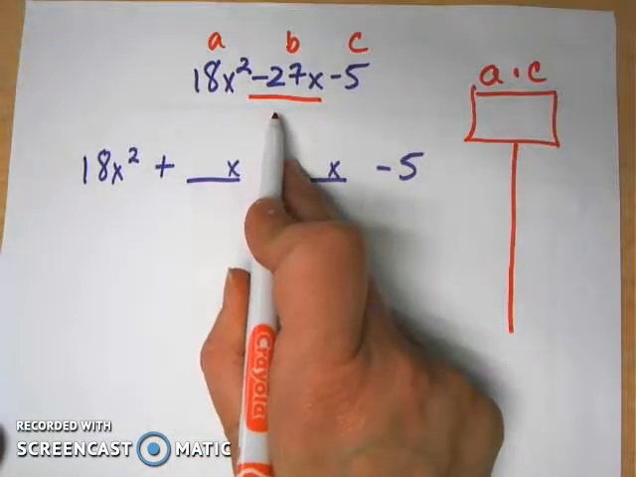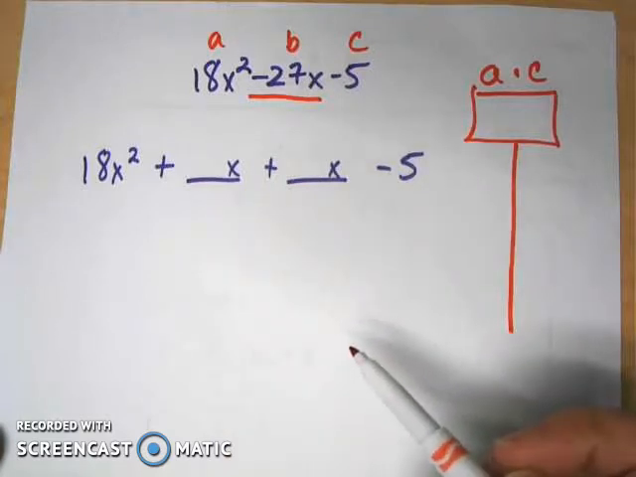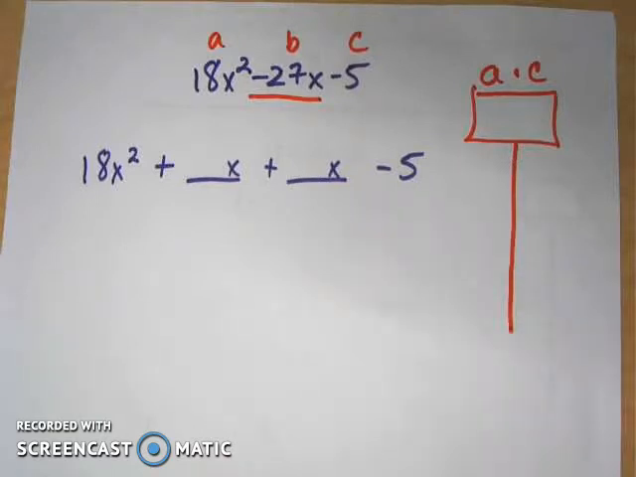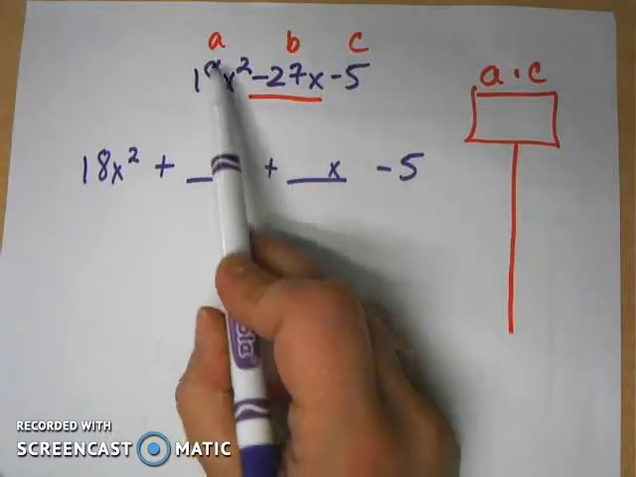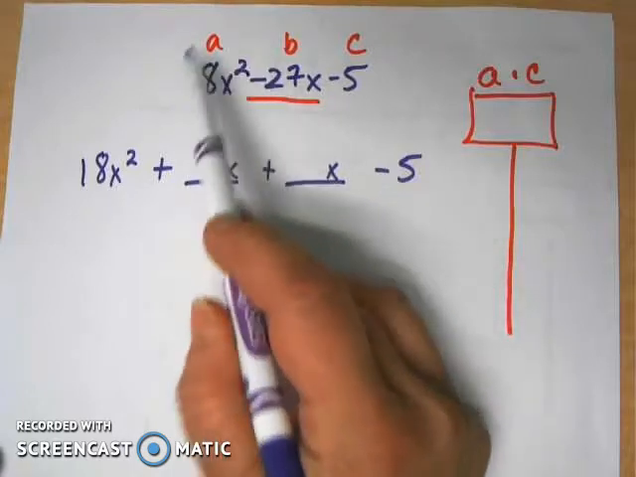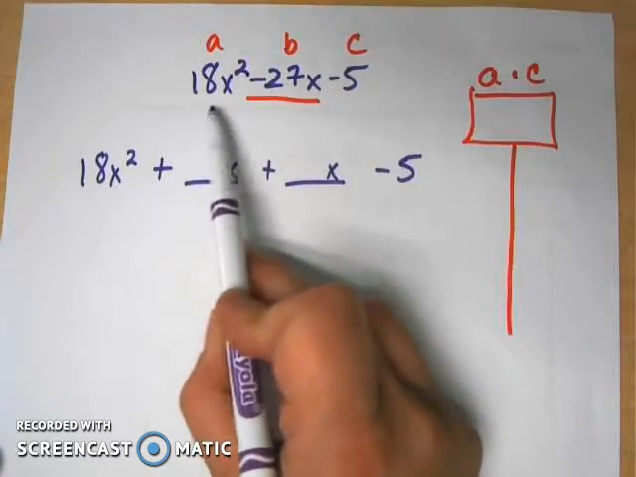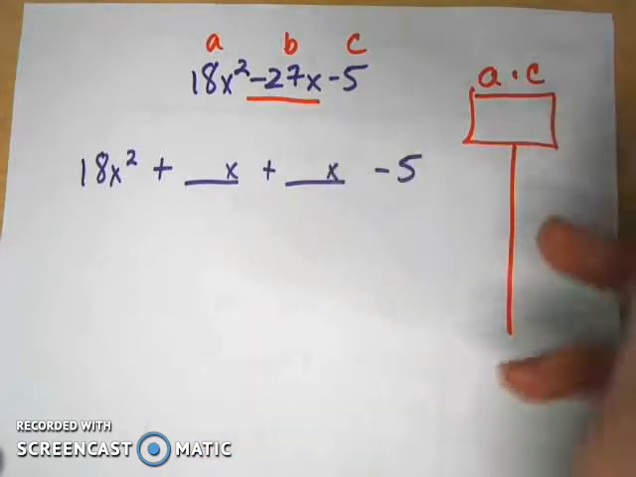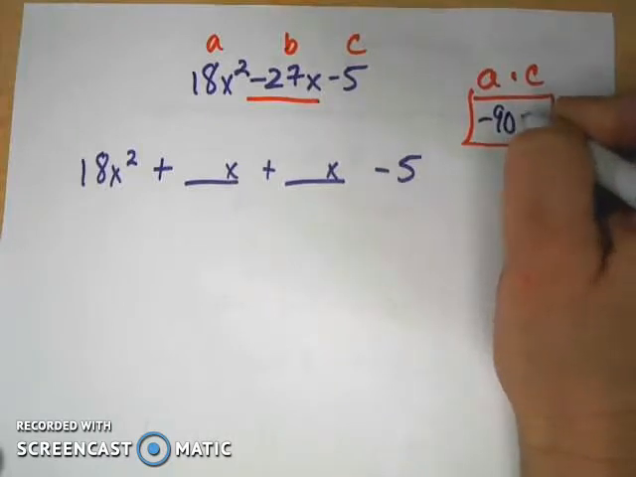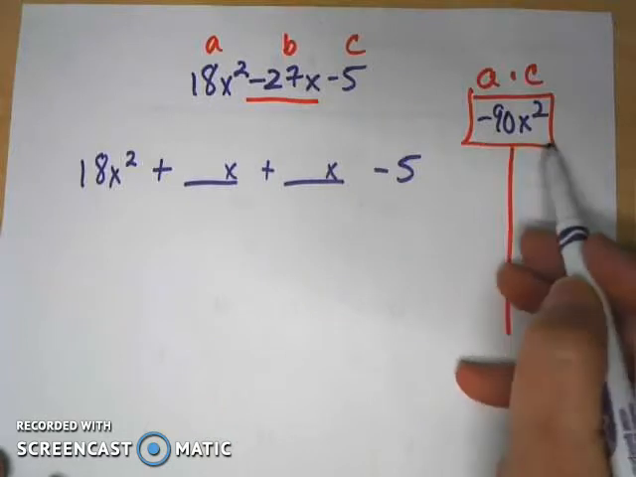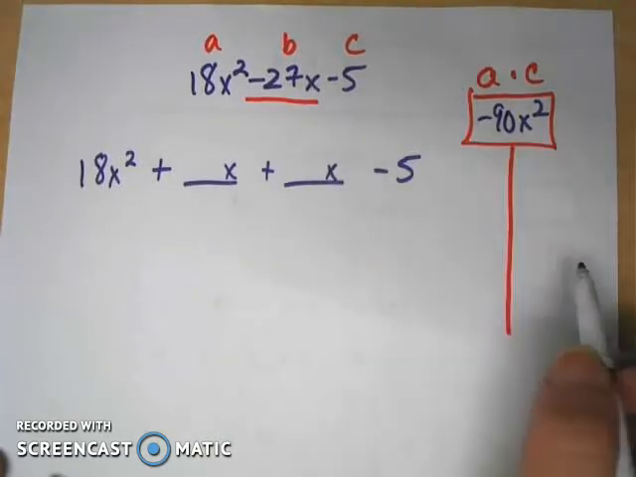What we're going to do is select from numbers that are specific to this quadratic, and the only set of numbers we can choose from are those that are factor pairs of the product of A times C. So this is what I mean by the product of A times C. I'm going to multiply A and C. So 18x squared times negative 5 would give us a negative 90x squared. Now I'm going to look for factor pairs that equal this, but add up to negative 27x.